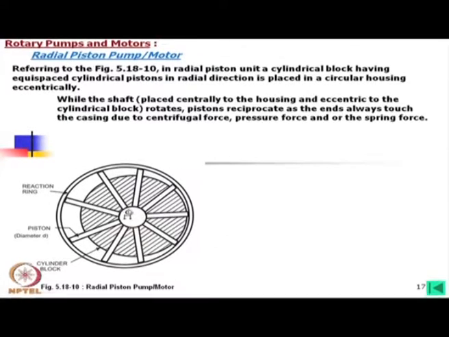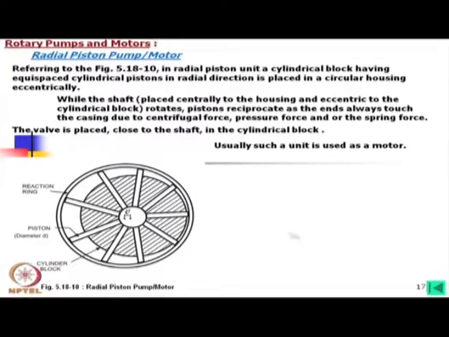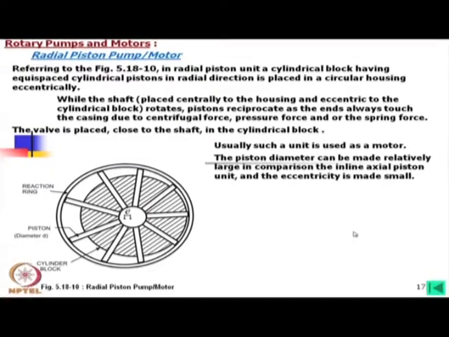And definitely we can also make variable displacement by changing this eccentricity. Now, if we look into the radial directions, say on the cylindrical body periphery, we will get more space than if we put the piston horizontally. Say, let us consider the axial piston pump.